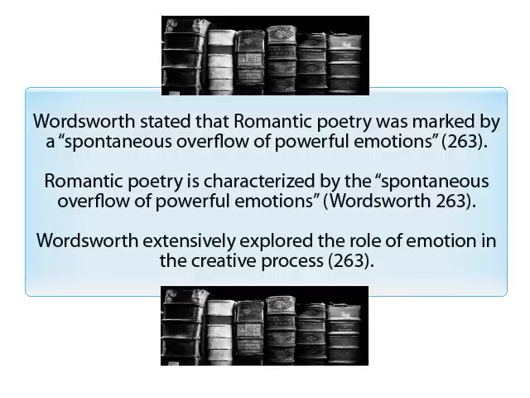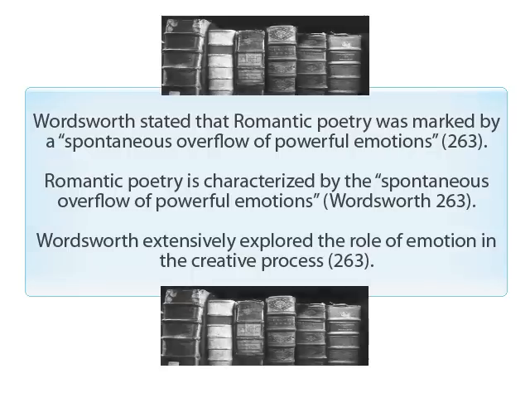The last example is a paraphrase. We will talk more about paraphrasing, summarizing, and quoting as we move on in this course. You also have an assignment to read for next class about the three of them, but this is a paraphrase. A paraphrase is saying something very similar to the original quotation in about the same length. So in this paraphrase, it says Wordsworth extensively explored the role of emotion in the creative process. Because it is a paraphrase, it also needs to be cited.